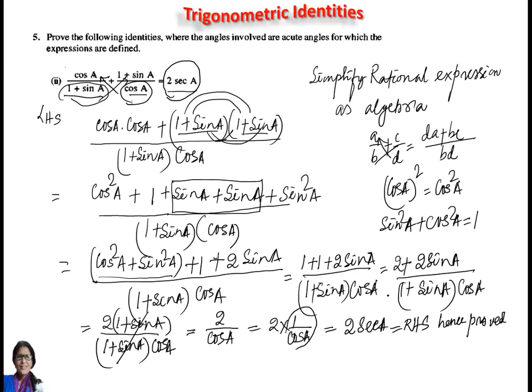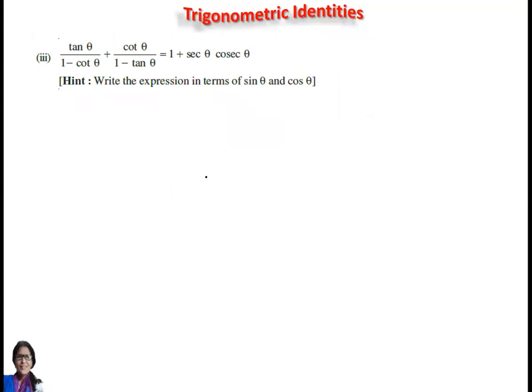You can pause the video and copy it down. Question number 3. Tan theta by 1 minus cot theta plus cot theta by 1 minus tan theta is equal to 1 plus sec theta into cosec theta. A hint is given: write the expression in terms of sin theta and cos theta.